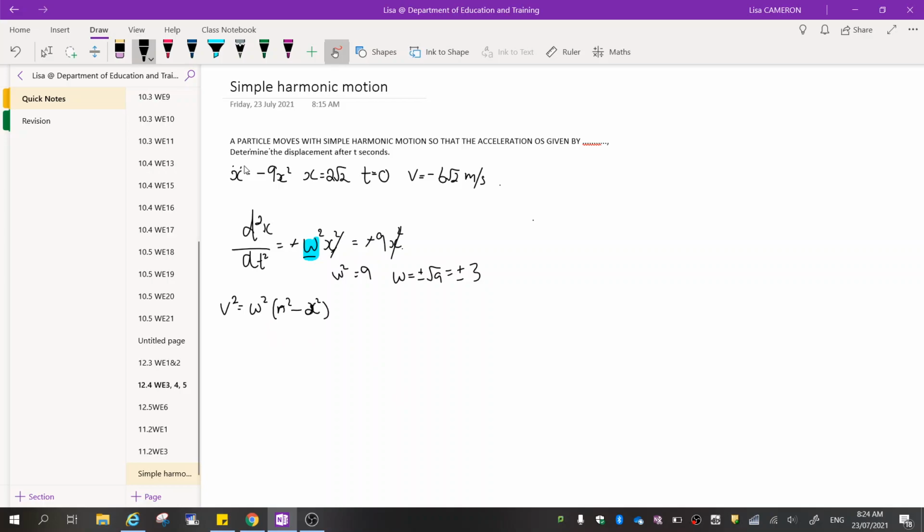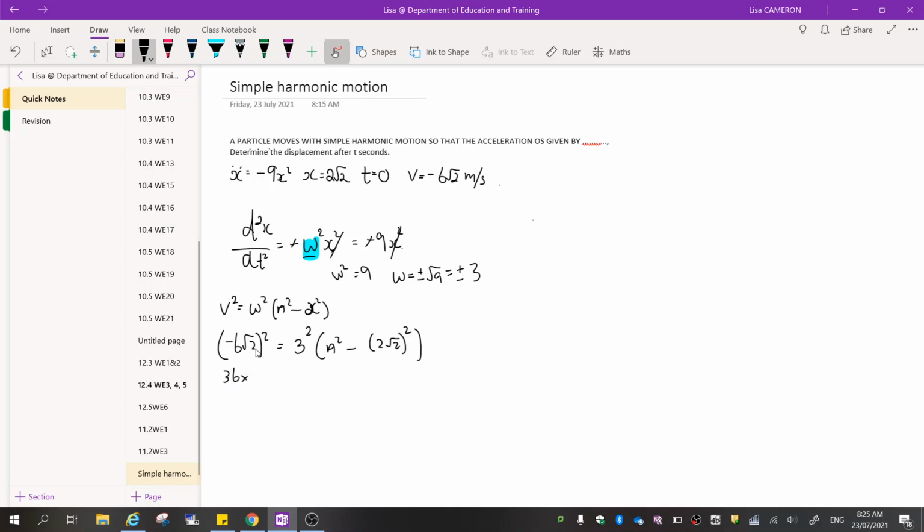Okay, next thing I'm going to do is throw all of this stuff into our formula here, and this is going to help me calculate the value of A. So, negative 6 root 2 squared is equal to 3 squared, bracket A squared minus 2 root 2 squared, close bracket. Now I'm going to expand my brackets and get an answer. This step here is important, and we're going to come back to it later on to talk about something. So 6 times 6 is 36.